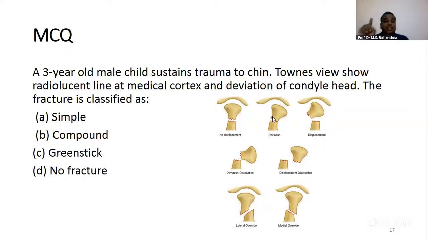Okay, greenstick is a fracture where there is only bending of the bone. There is no deviation. There is a bending of the bone. So it can come under the compound category.